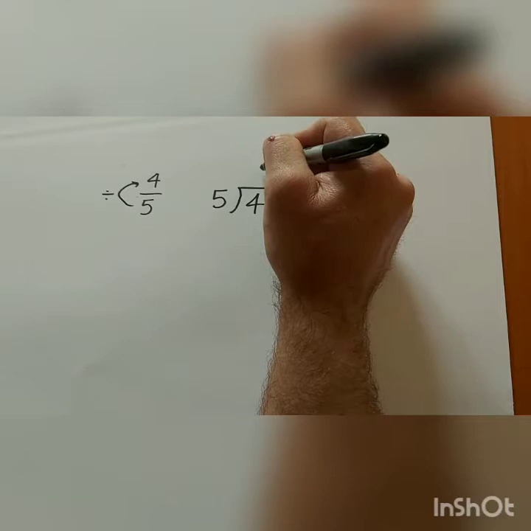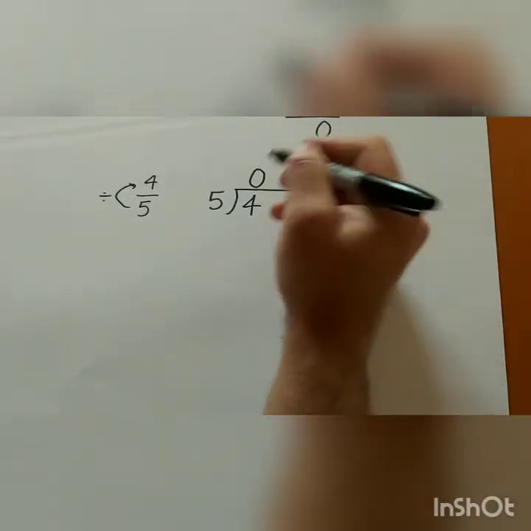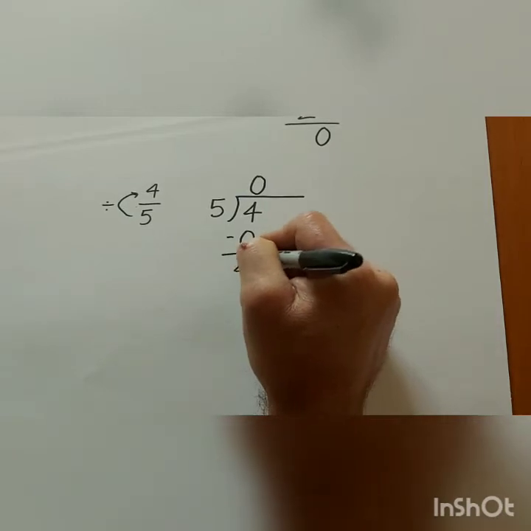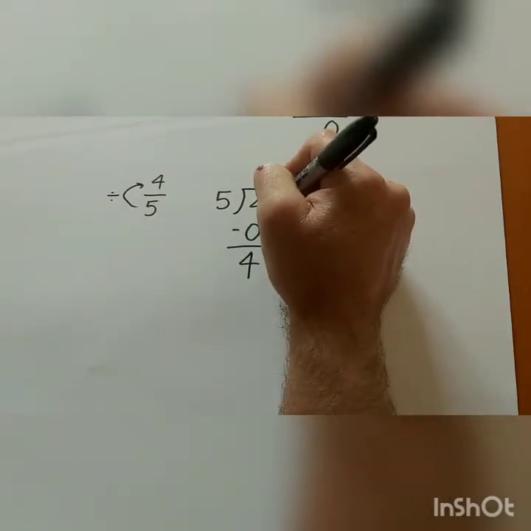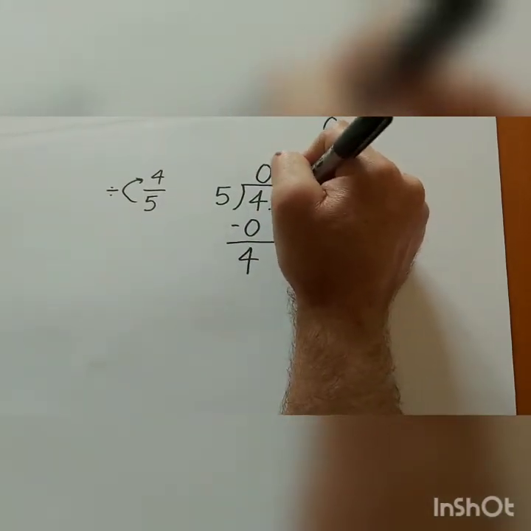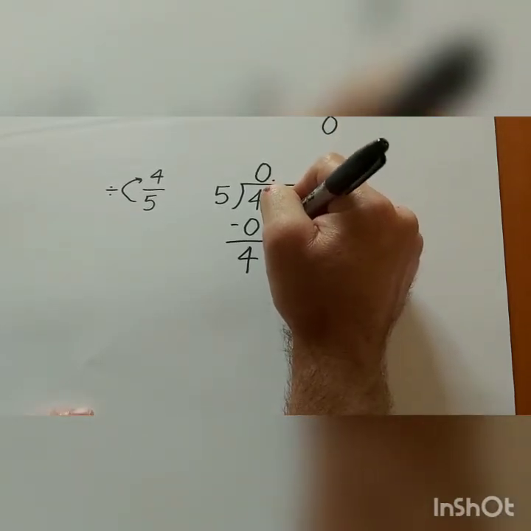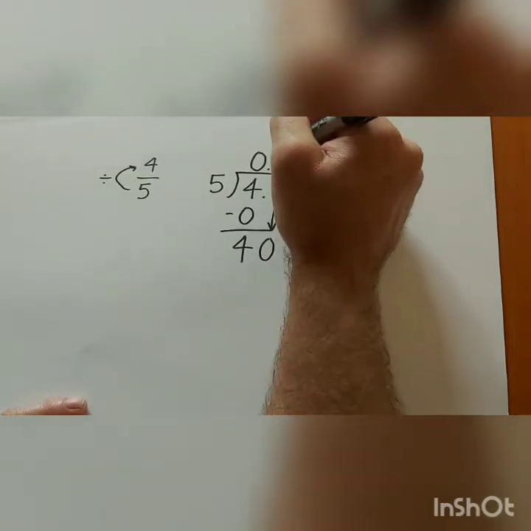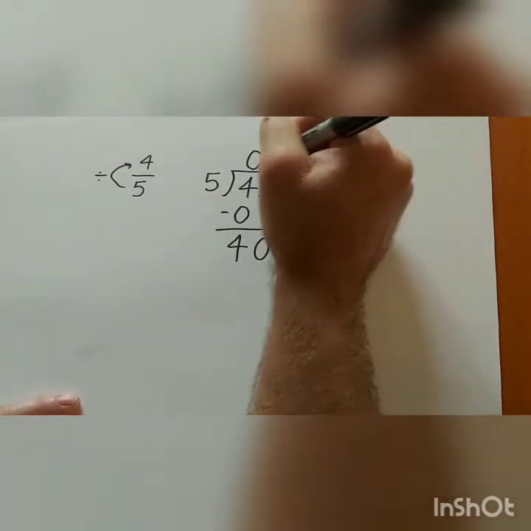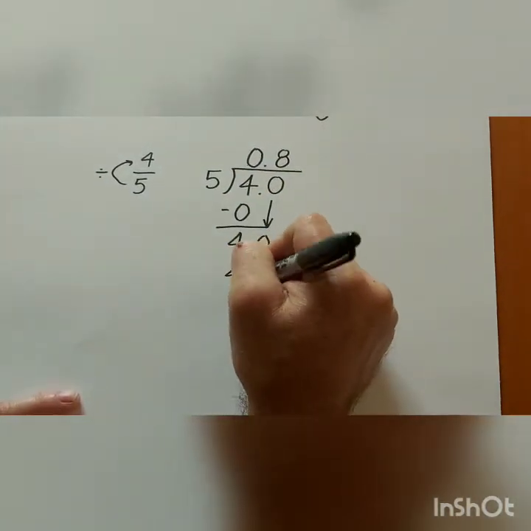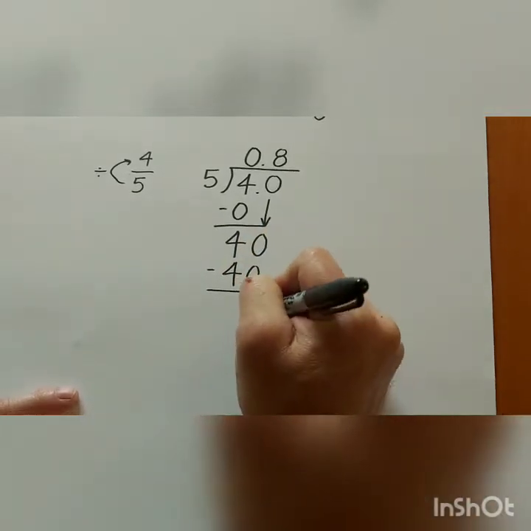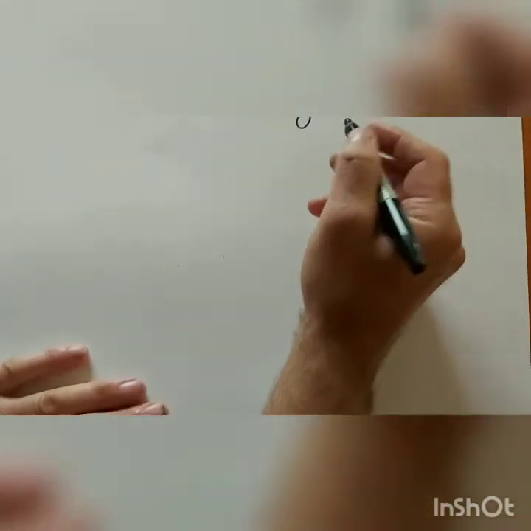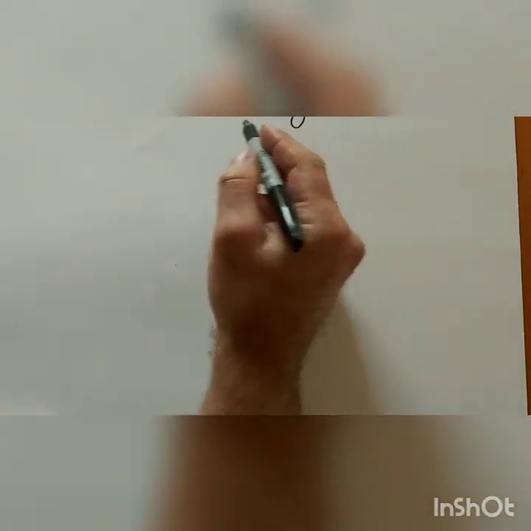5 is not divisible into 4. 0 times 5 is 0. Subtract, we get 4. Now we add a decimal point to expand the problem. Add my 0 and bring it down. 5 divided into 40 goes 8 times. 8 times 5 is 40. Subtract, 0 remaining. I'll actually show you one more example where we'll have a repeating number.